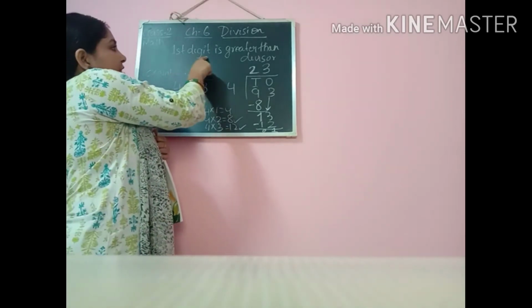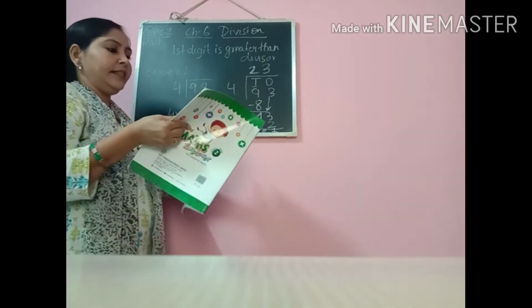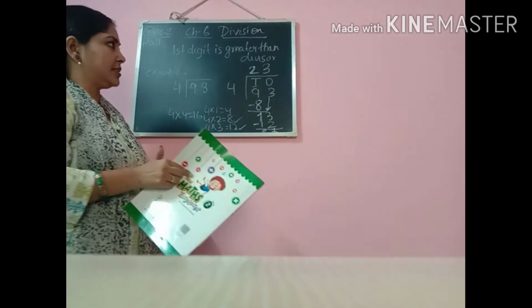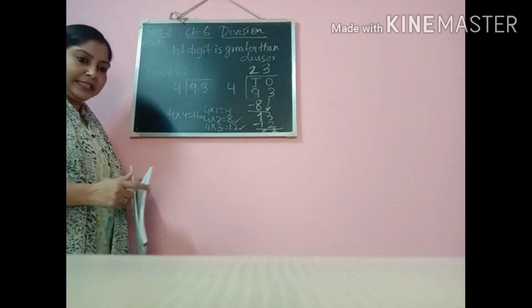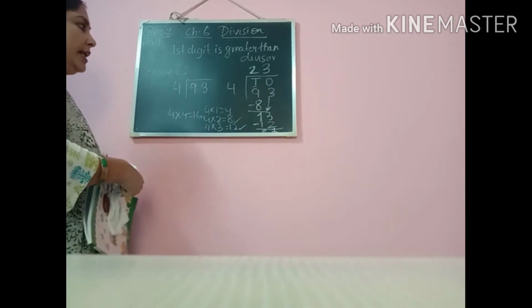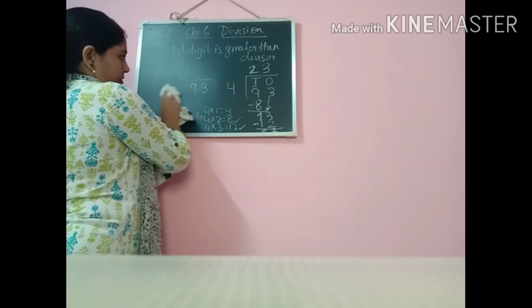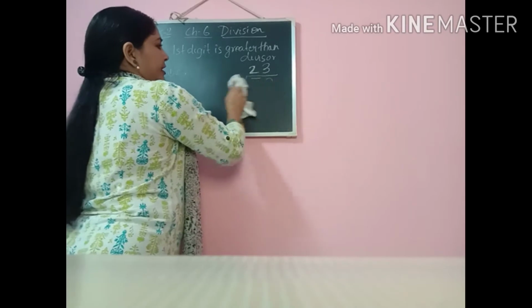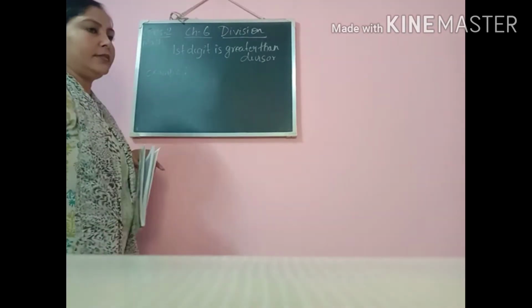When we get the first digit greater than the divisor, always remember that. Okay. So let us take one more example. This was the first example. Let's try to do another example in this way.